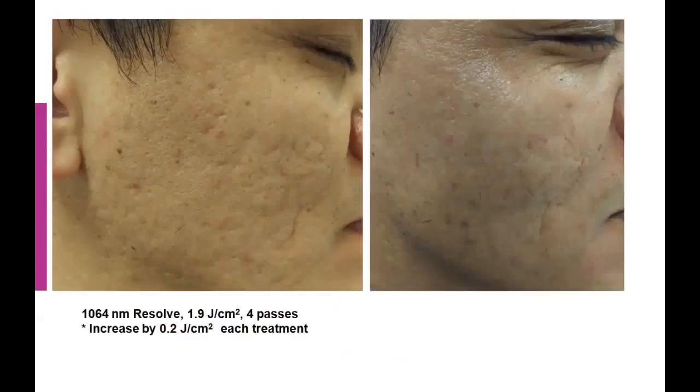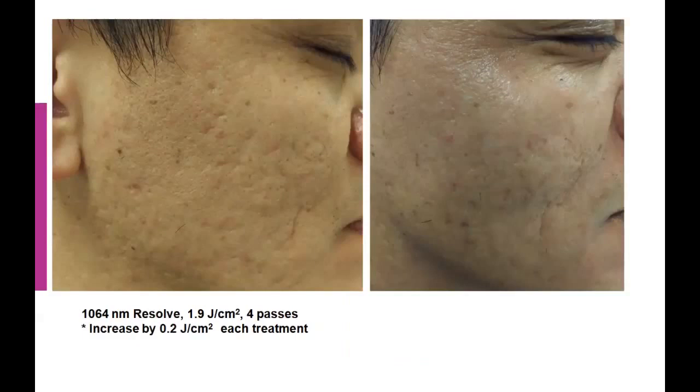In lighter skin type patients, you can combine the 1064 with the 532. In darker skin type patients, I tend to limit that to the 1064. This is one of my patients with acne scarring and darker skin type. So once again, it's acne scarring, so I'll be using the Resolve handpiece, 1064, higher fluences, more than 2 passes, and then for subsequent treatments, I can increase the fluence by an increment of 0.2 joules per centimeter squared.